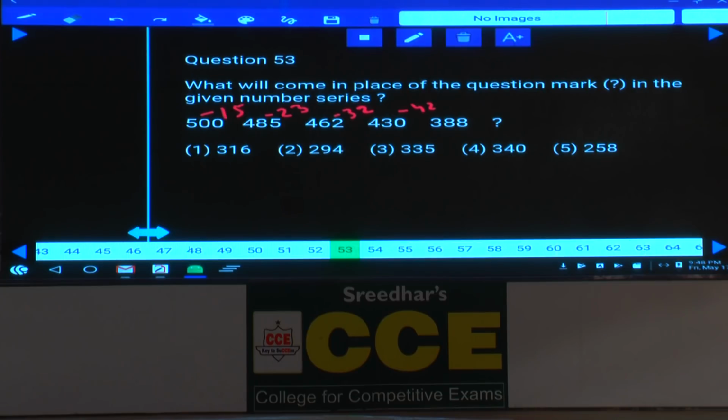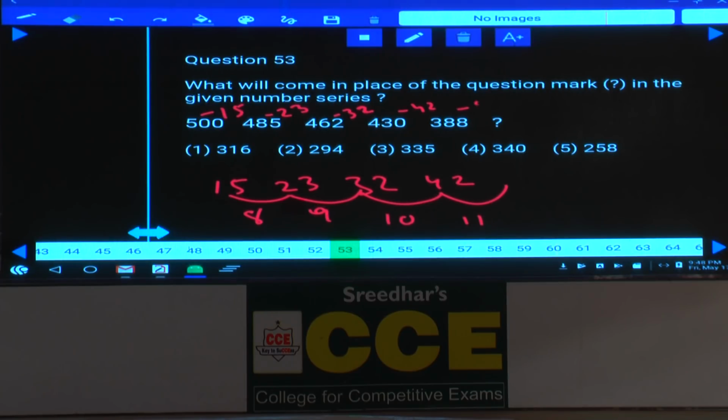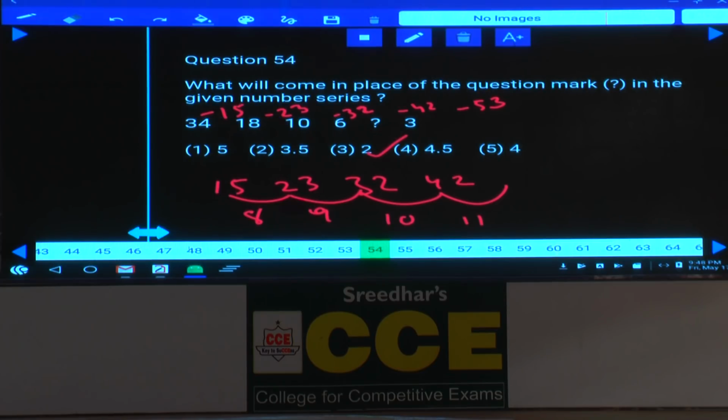Now tell me how can you relate these numbers? 15, 23, 32 and 42. Now 15 and 23, the difference between these two is 8 and 23 and 32 difference is 9 and the next difference is 10 and the next difference must be 11. Hence 42 minus 11 is how much? 53. Now this 53 must be subtracted from 388. Hence what is your answer here? 333. 330 is it? 335. Now 335, that is choice 3. 53 choice 3.